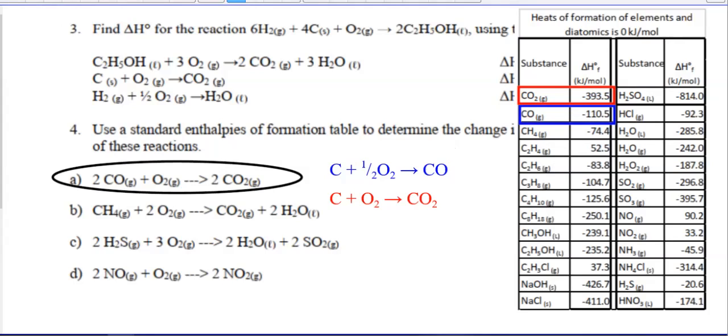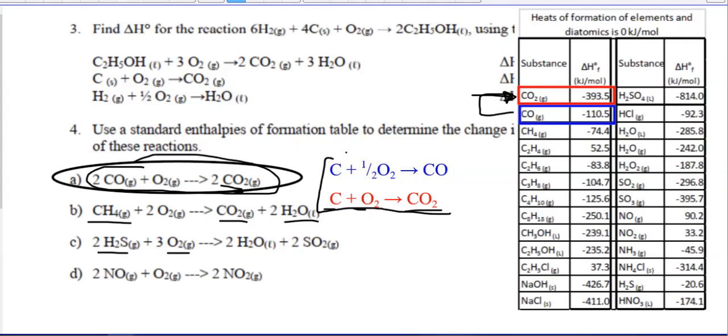The second equation in your reaction mechanism would be for your formation of carbon dioxide. So your formation of carbon dioxide is a little bit easier. You just need 1 mole of carbon, 1 mole of diatomic oxygen, and that should produce 1 mole of carbon dioxide. And your enthalpy is on your chart, negative 393.5 kilojoules for every mole. So now that you have your reaction mechanism, it's just a matter of following Hess's law and manipulating these 2 equations and their enthalpies until you have your desired reaction that you're looking for, just like we did 5 minutes ago.